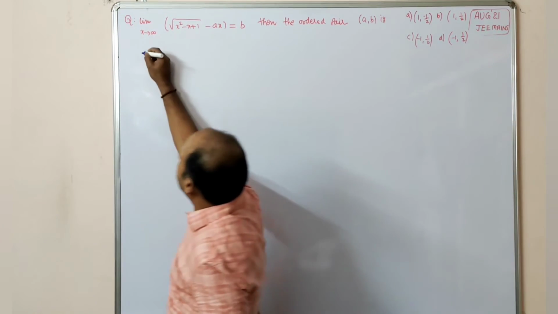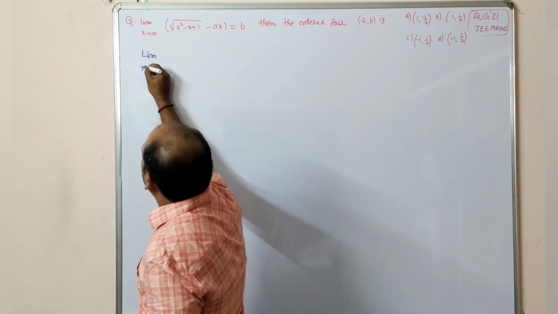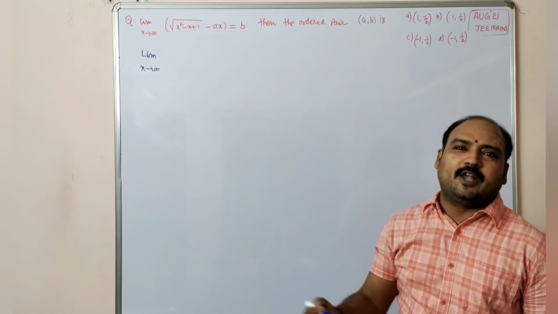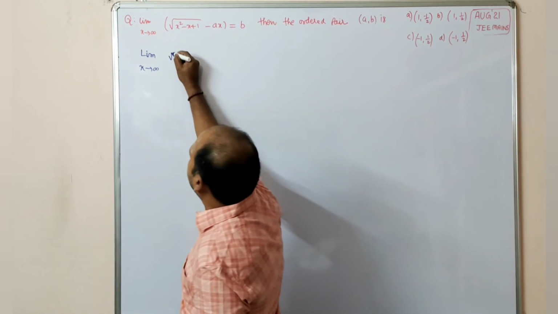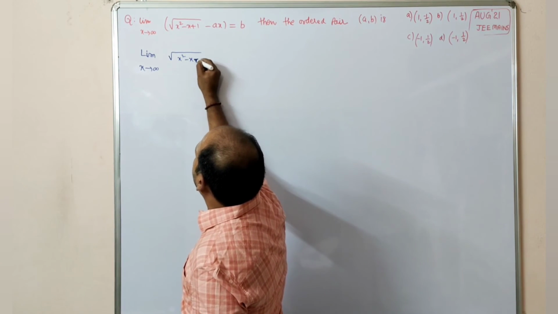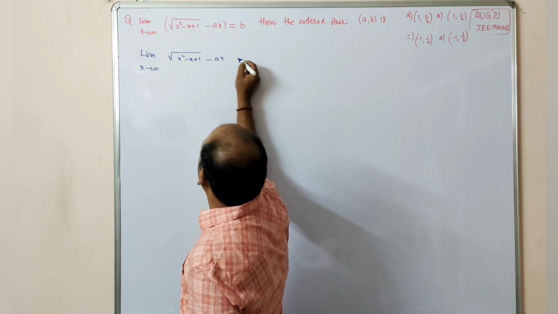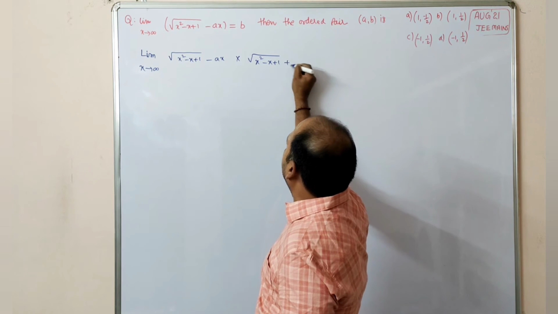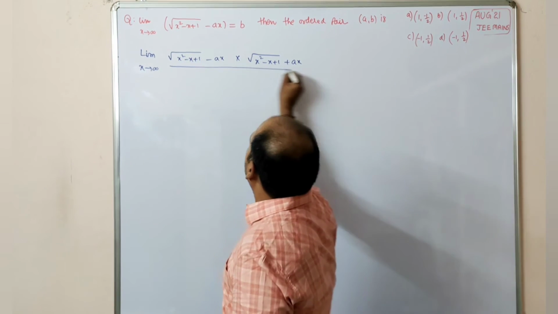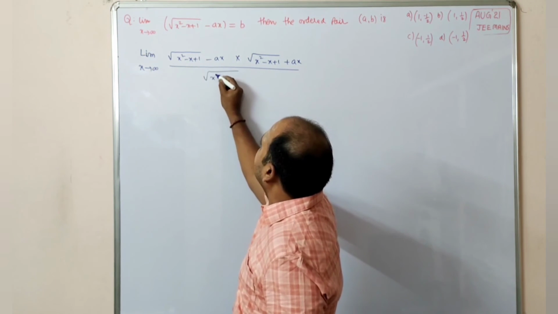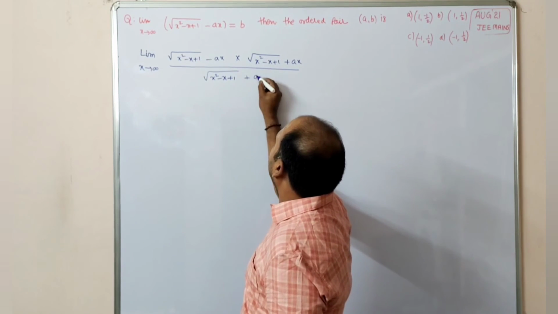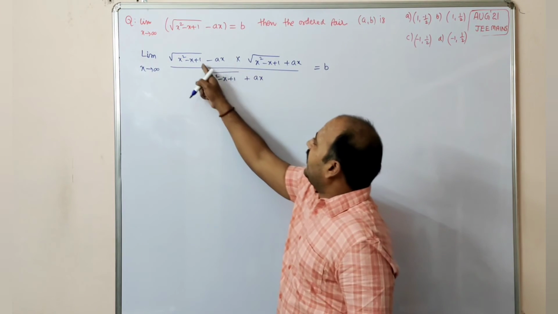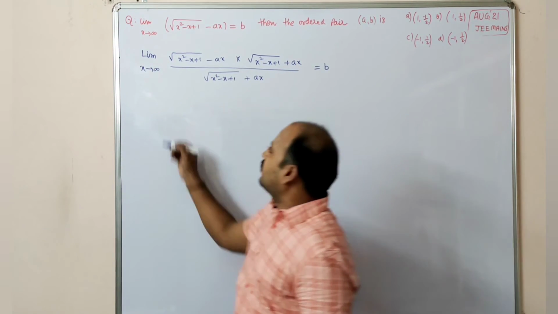So how to do that? Limit x tends to infinity. It is in the form of infinity minus infinity, which means indeterminate form. So rationalizing we have to do. Root over x square minus x plus 1 minus ax into root over x square minus x plus 1 plus ax, multiplying and dividing by root of x square minus x plus 1 plus ax is equal to b. In the numerator, a minus b into a plus b, a square minus b square.